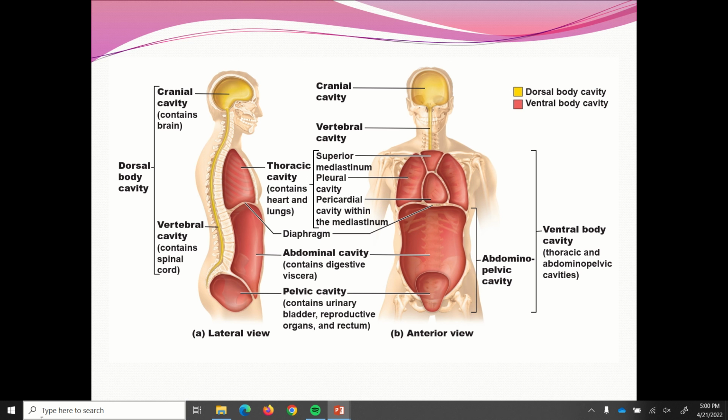I keep saying these words, peritoneal. What is that? Well, the membrane that surrounds the abdominal cavity is the peritoneum, and that's where retroperitoneal comes from. The heart is surrounded by the pericardial cavity, and the pleura is the membranes that surround the lungs.